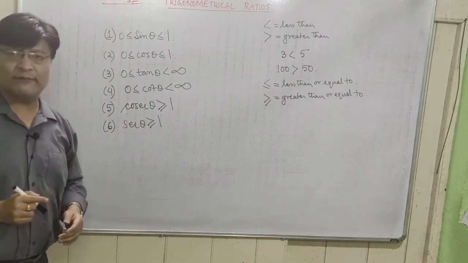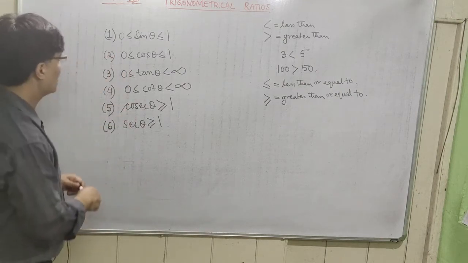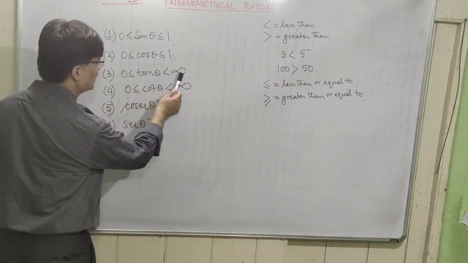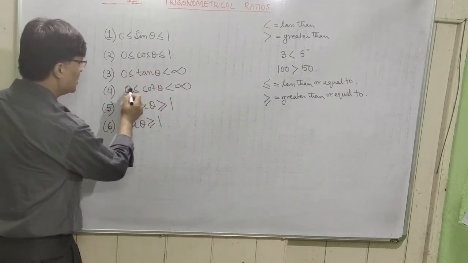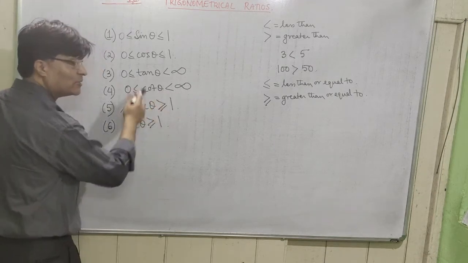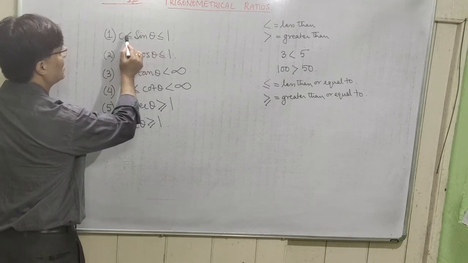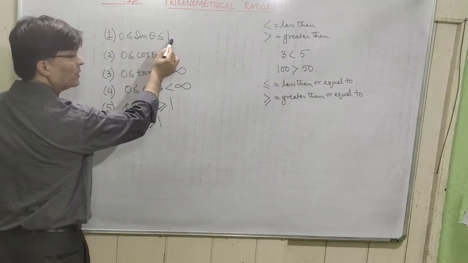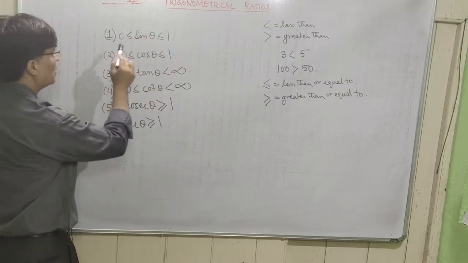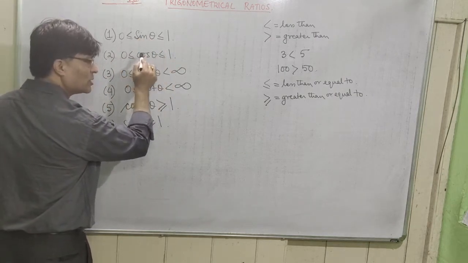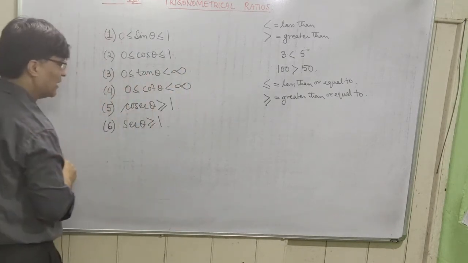So these are the possible values of the 6 trigonometrical ratios. So you should know it. What is meant by 0 less than or equal to tan theta less than infinity? That means tan theta may have any positive values. Similarly, cot theta may have any positive values. Sin theta is greater than or equal to 0 but less than or equal to 1, which means sin theta lies within 0 and 1 but should not be greater than 1. Cos theta also lies within 0 and 1 but should not be greater than 1. So tan theta and cot theta may have any positive values.